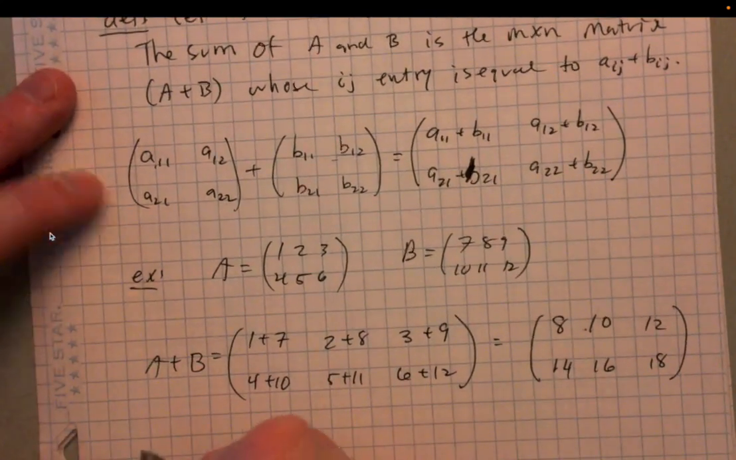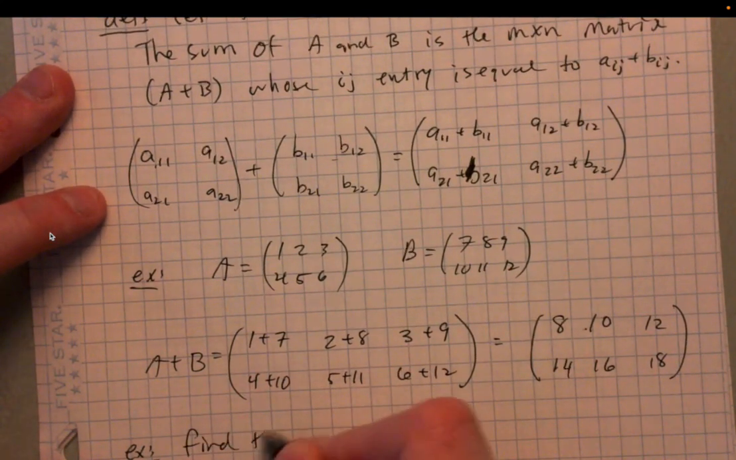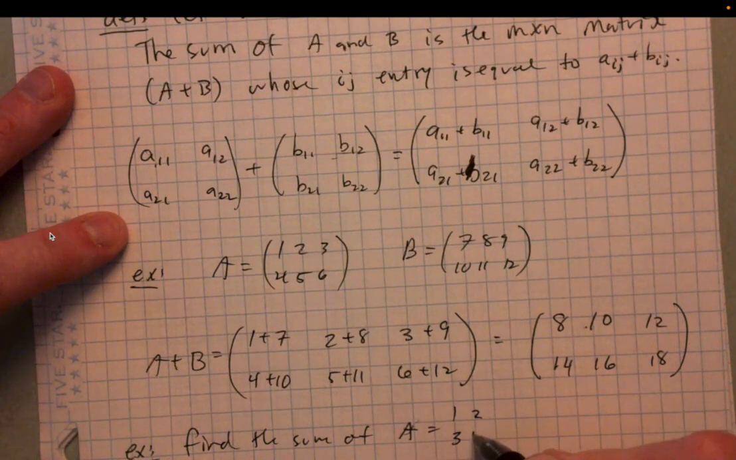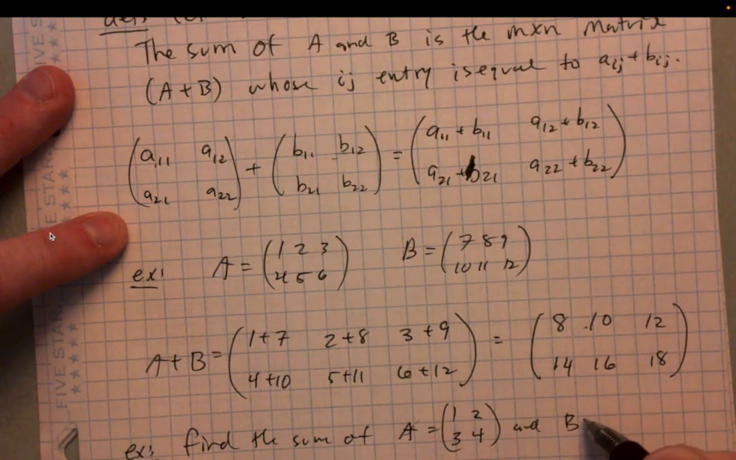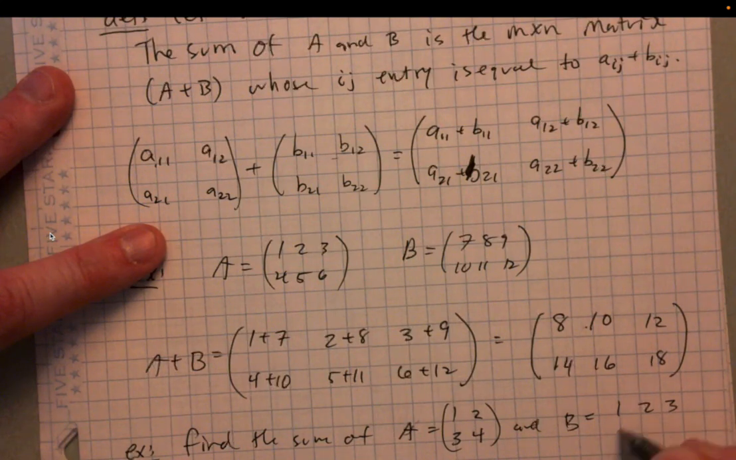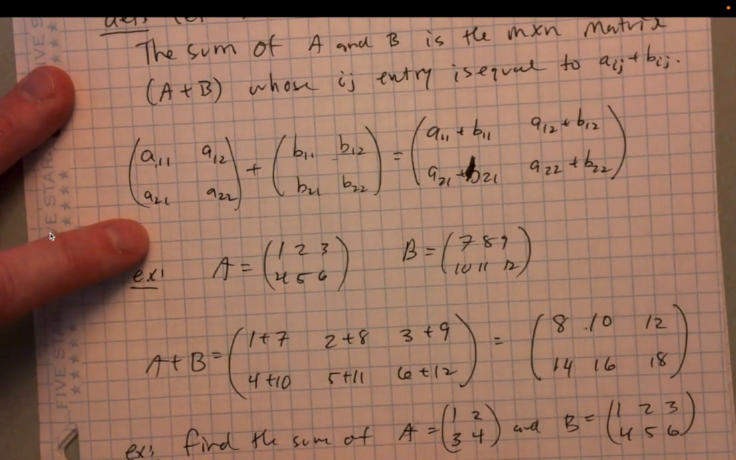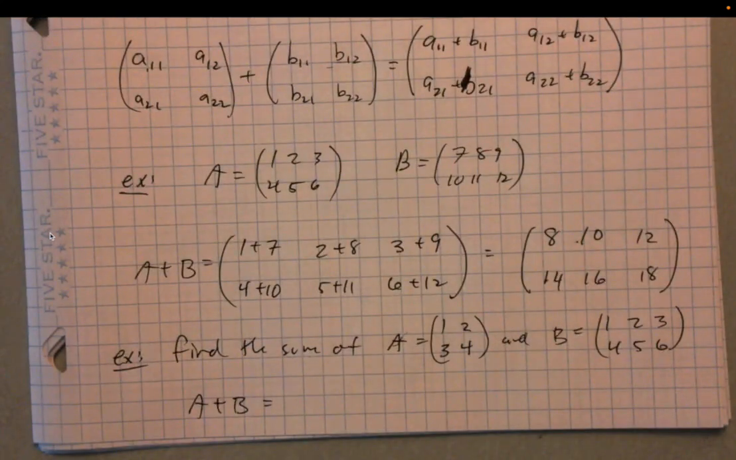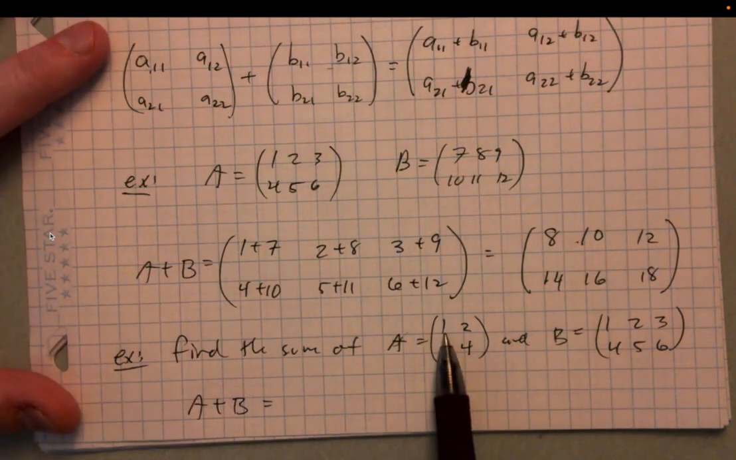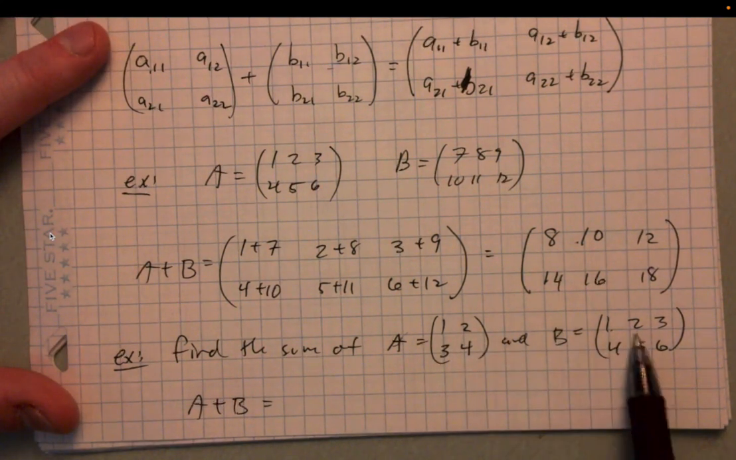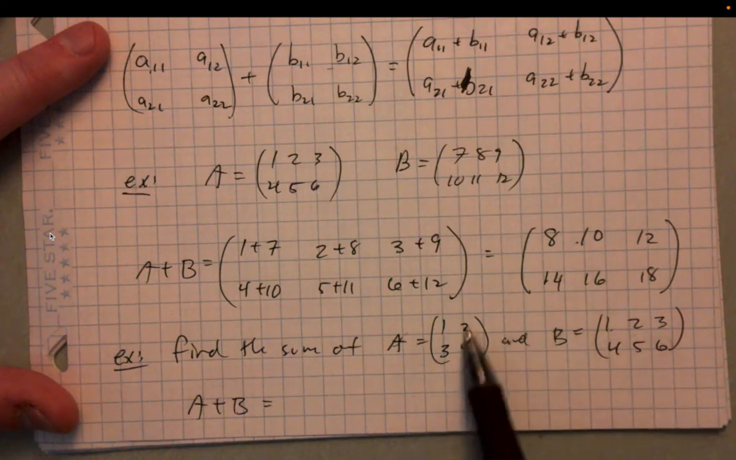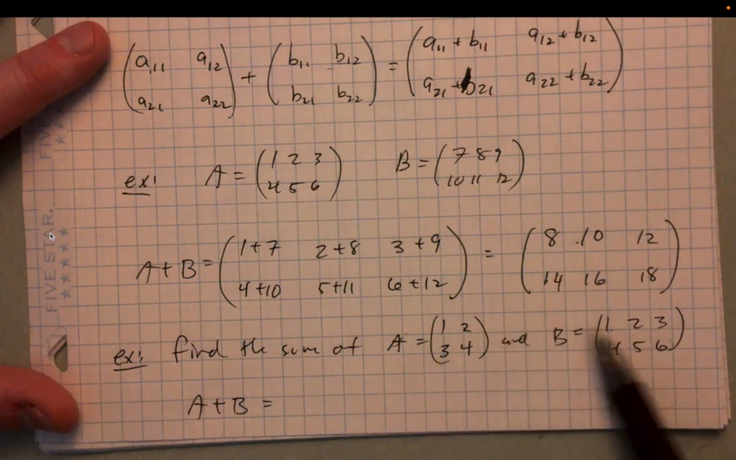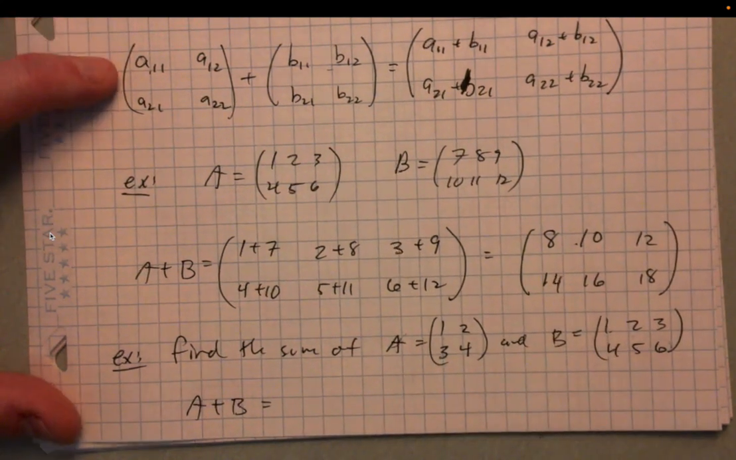Alrighty, let's do another example. Find the sum of A equals 1, 2, 3, 4, and B equals 1, 2, 3, 4, 5, 6. So A plus B equals what in this case? Well, if I try to add, there is a 1,1 entry and a 1,1 entry. There's a 1,2 entry and a 1,2 entry. But notice there's no 1,3 entry in A. Right? So addition on matrices of different sizes is not defined.